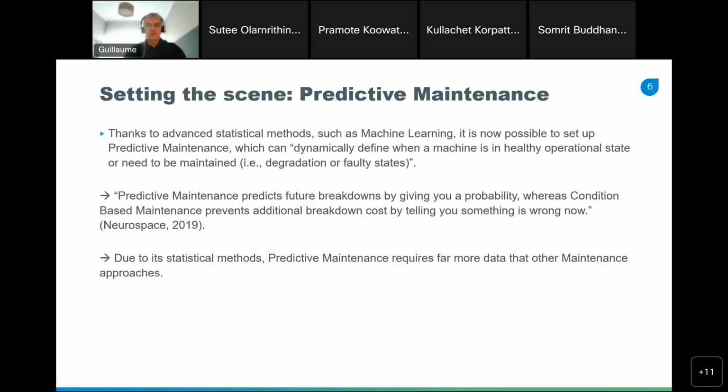One important thing to know is that, due to its advanced statistical methods, predictive maintenance requires far more data than other maintenance approaches. And this is also a big challenge for railway operators, mostly for the ones who have not already begun their digital transformation. It's very difficult to manage this very large amount of data, how to turn it into information, the quality, the format, the storage. So there are many challenges that arise.